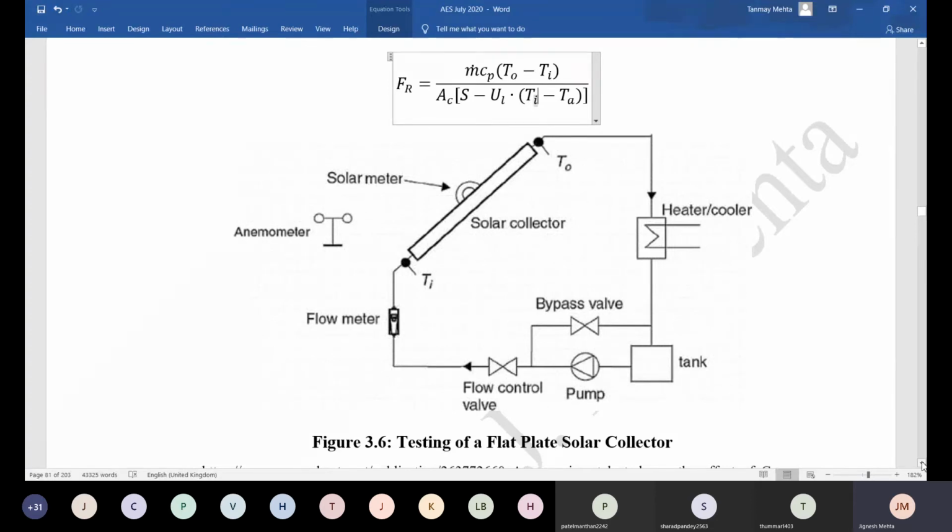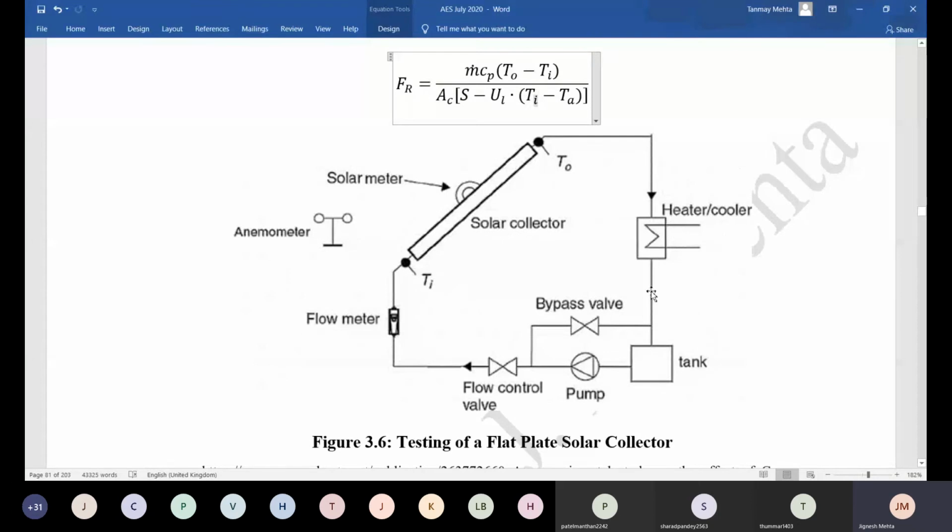So a solar meter is shown, which is for measuring the input energy. Then you can see here TI and TO are measured. And there is a flow meter, so you want to measure the mass flow rate. This flow meter may give you volume flow rate. You multiply it with the density, you get the mass flow rate, and TI and TO, right? So you measure the inlet temperature of the fluid and the outlet temperature of the fluid.